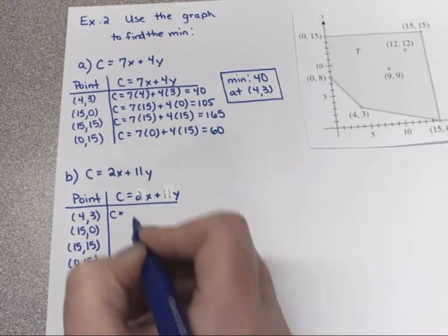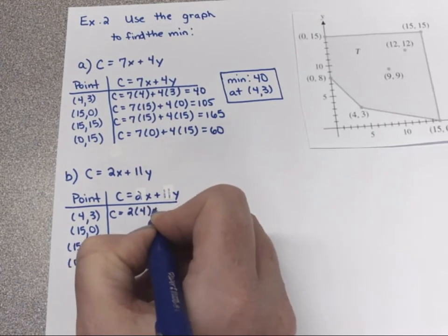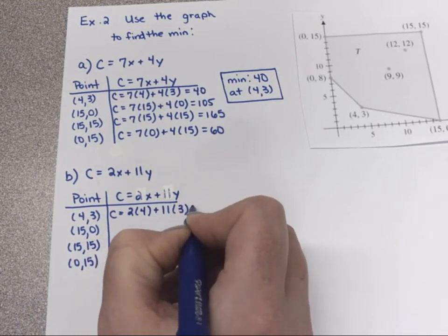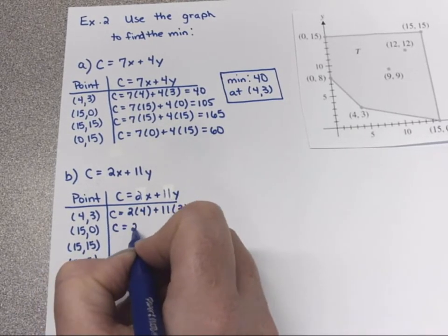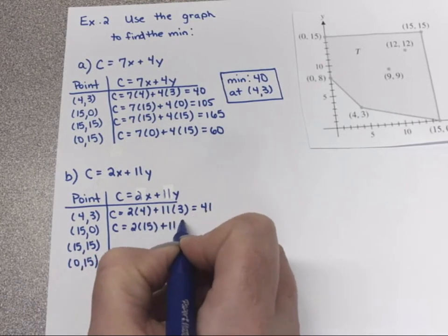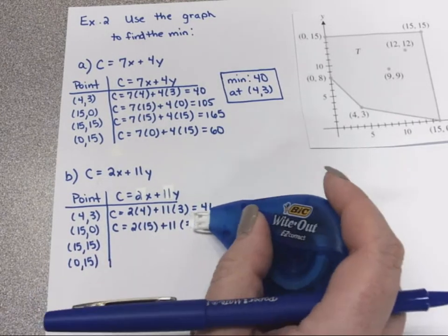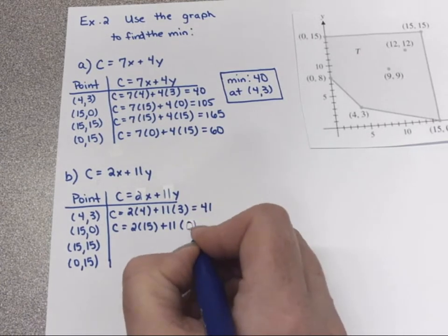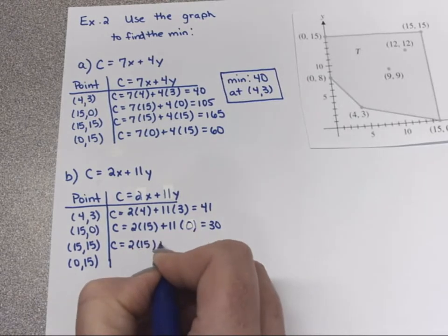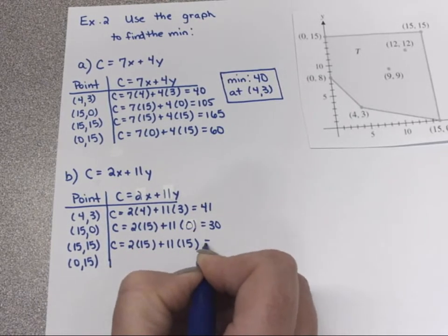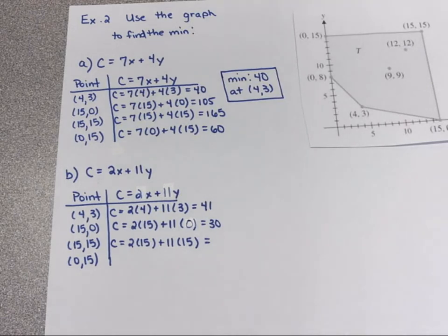2x plus 11y. So this is going to be 2 times 4 plus 11 times 3. So 8 plus 33 is 41. This one's going to be 2 times 15 plus 11 times 0. So it's going to be 30. This one's going to be 2 times 15 plus 11 times 15. So that's going to be 30 plus 165. So, yep, it's going to be 195.